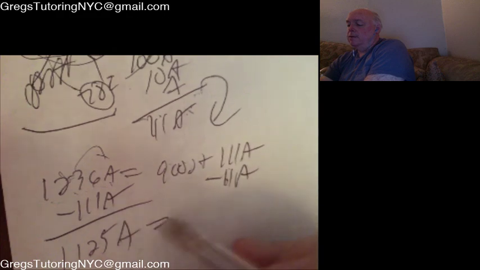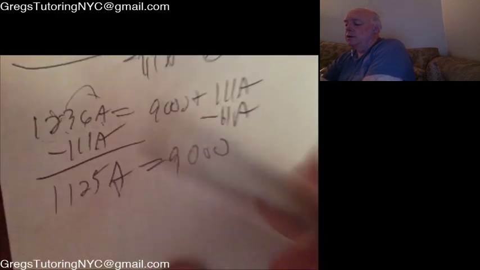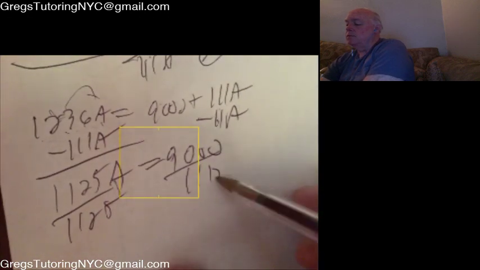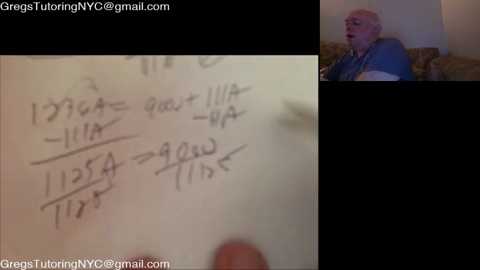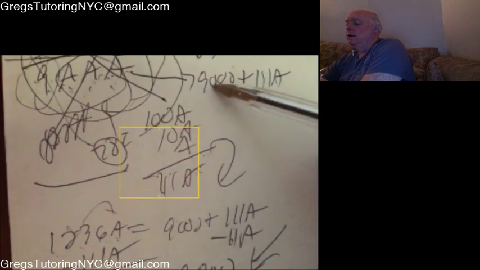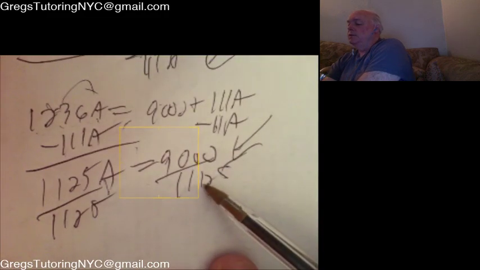Then 9,000 equals 1,125 A. We still need to solve for A, so we're going to divide by 1125, and over here, we're going to divide by 1125. This is the hardest part of the problem at this point, if you understood all the mapping from here to here, and from here to here, and then solving at this point. So we have a nasty division.